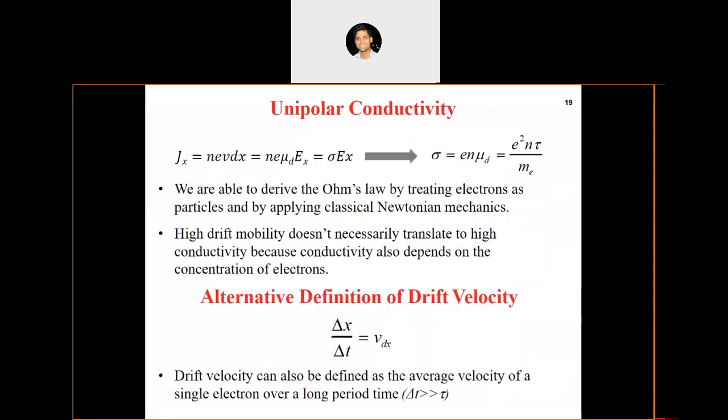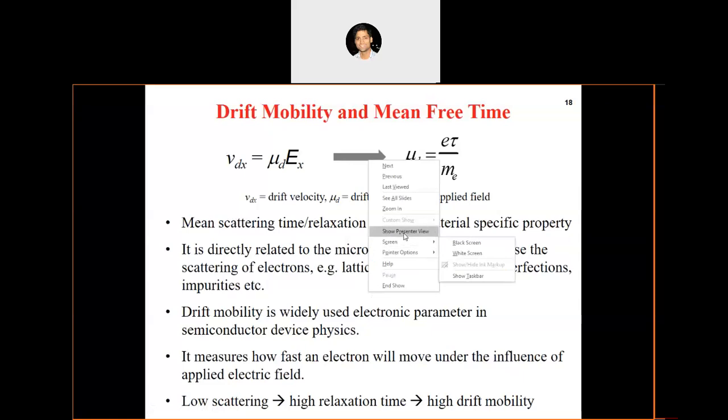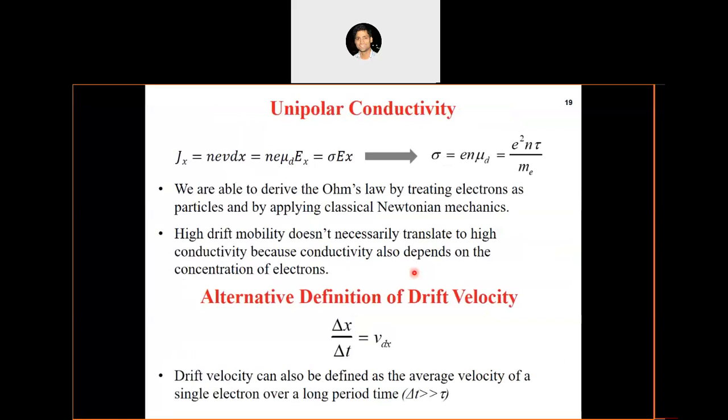mobility as well as drift velocity, which are two important parameters as far as electrical conduction is concerned, depend strongly on a single parameter which is called the mean scattering time or relaxation time. And this relaxation time depends on the microscopic processes and microstructure of a material, for example, the lattice vibrations, crystal imperfections and impurities. And then we could also derive Ohm's law using this Drude model of conduction.